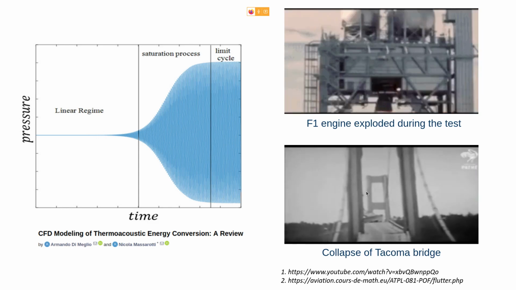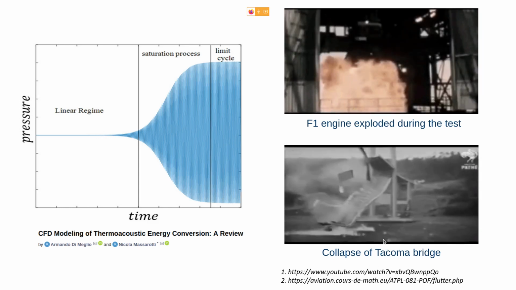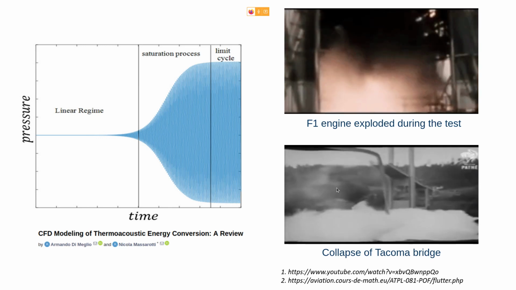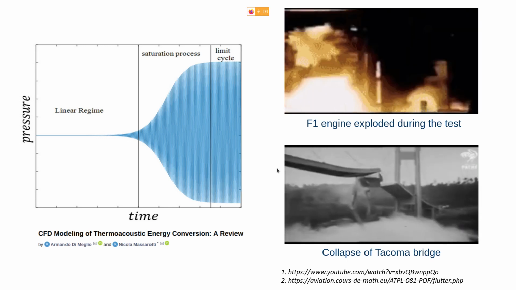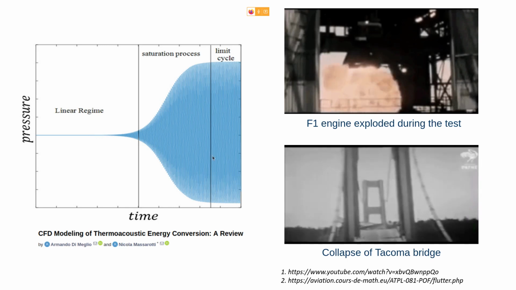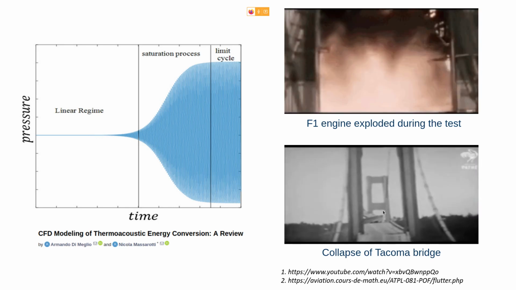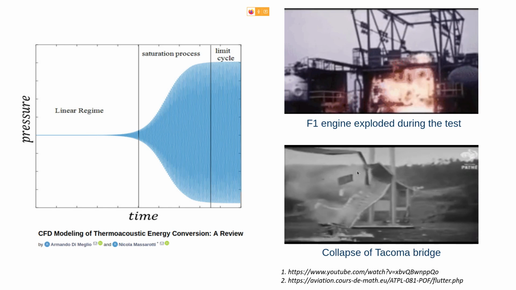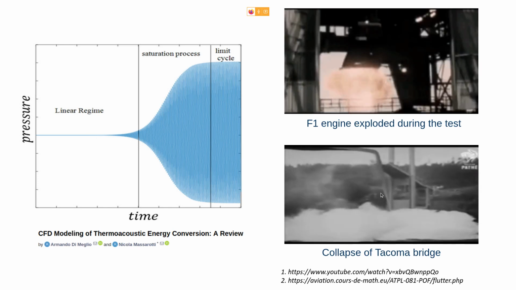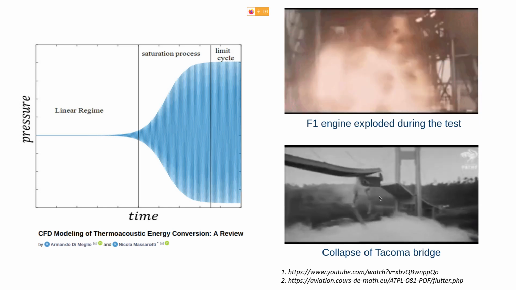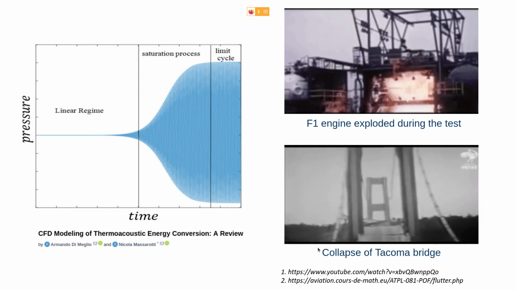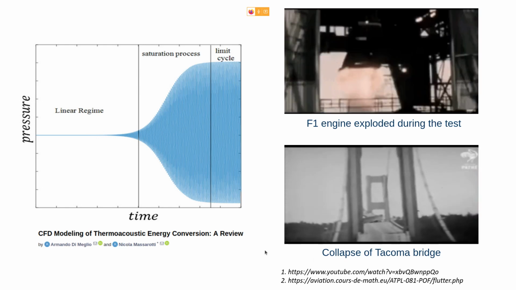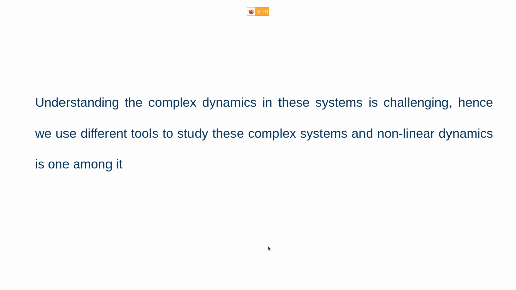One more example we are showing here is the collapse of the Tacoma bridge, where the bridge was initially in a stable state, where you can see this linear region. After a particular point it was seen that the oscillations were building up and showed very high amplitude oscillations, which eventually resulted in the collapse of the bridge. So this is also an example of transition from one state to an undesirable state. These kinds of transitions from one particular state to another are usually referred to as critical transitions.